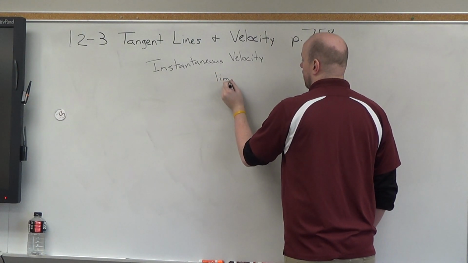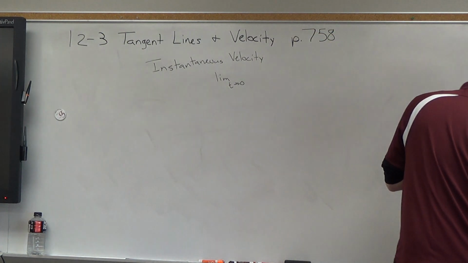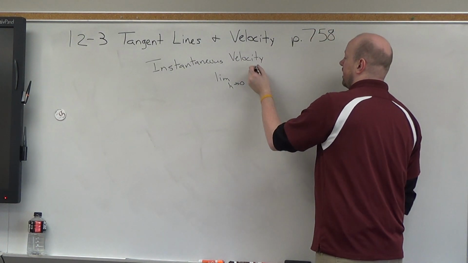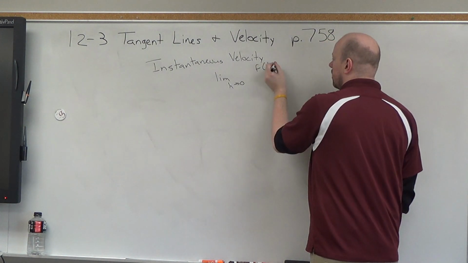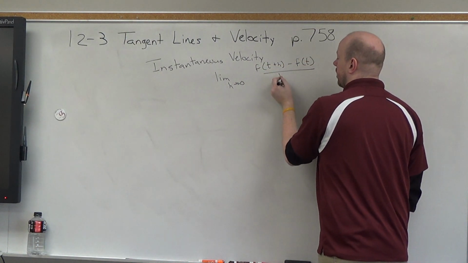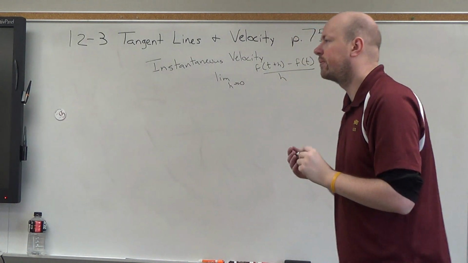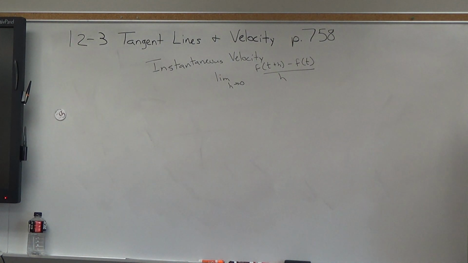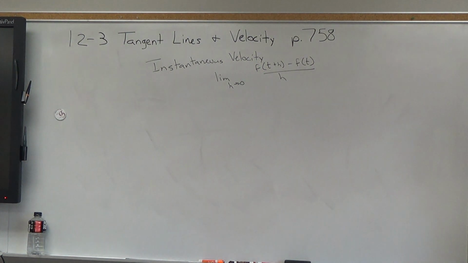We use the limit as t approaches 0. Is it t approaches 0 or is it h approaches 0? h approaches 0, my fault. h approaches 0. But instead of f of x, we have f of t because velocity is a function of time: f of t plus h minus f of t all over h. So all that changes, instead of having an x in those spots, we have t's. Okay, so again, instantaneous velocity just tells us the speed at a very specific second.